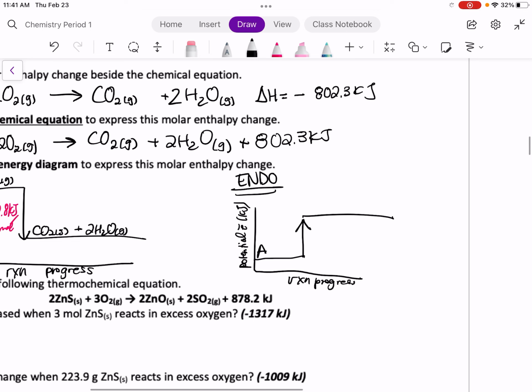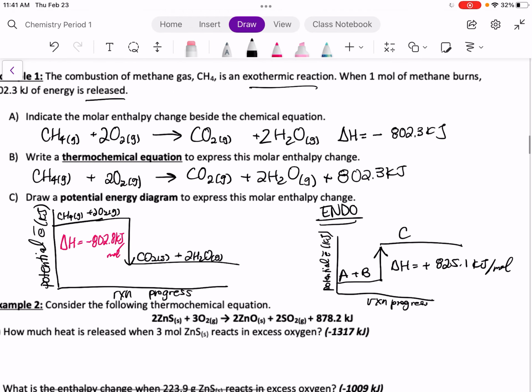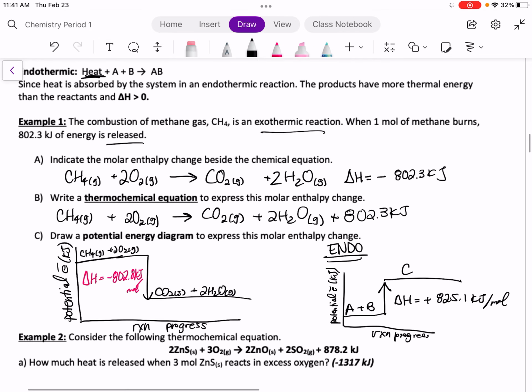So if I have A plus B making C, the energy that I could put on is maybe positive 825.1 kilojoules per mole. Okay, so just an example that I made up. You should know the difference between these two here. So that is expressing molar enthalpy in 3 different ways.